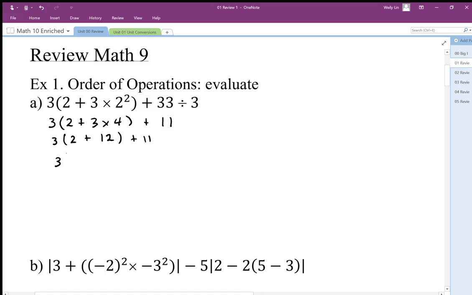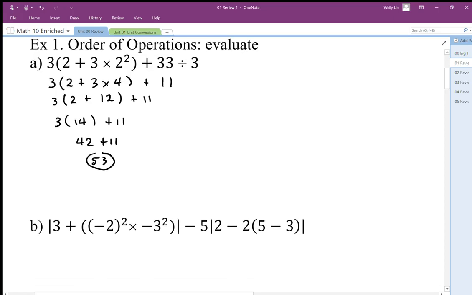So we end up with 3, 2 plus 12 is 14. We do times before the addition. So we end up with 53 as our answer here.